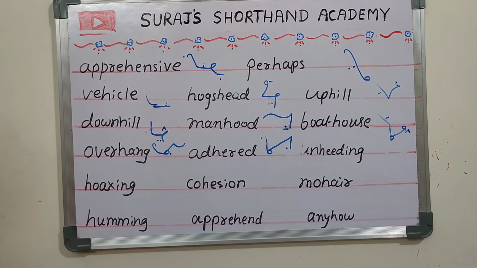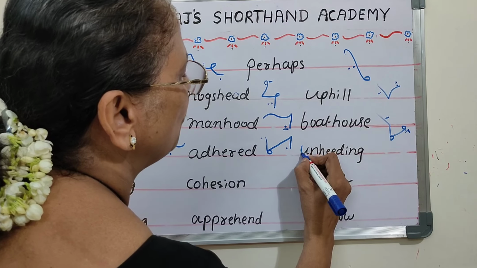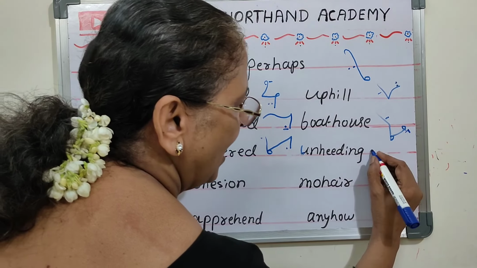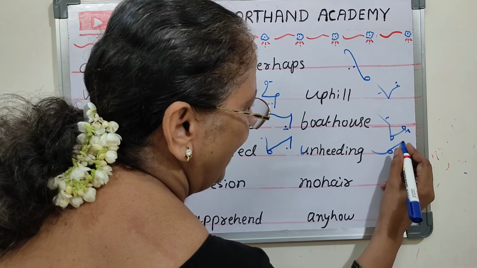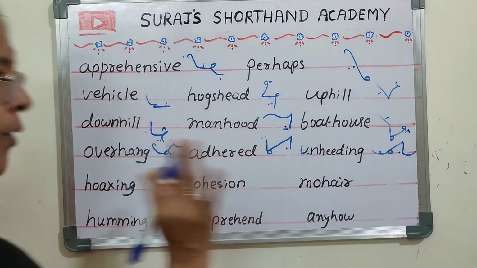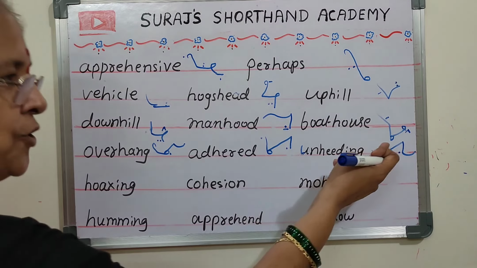Next word, unheeding. This is un. Unheeding, how to write? Un is on the line. Heed, heeding. You have to mention the oval also. Here, double E is not coming because H already is there.